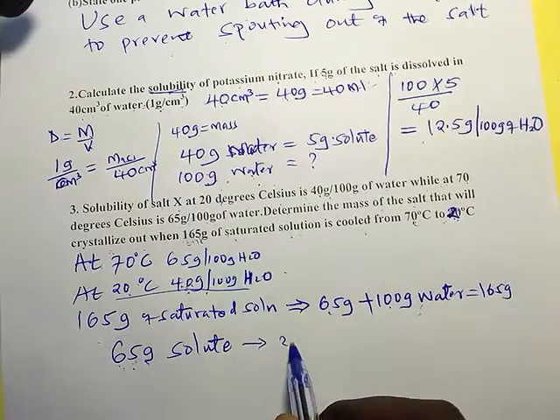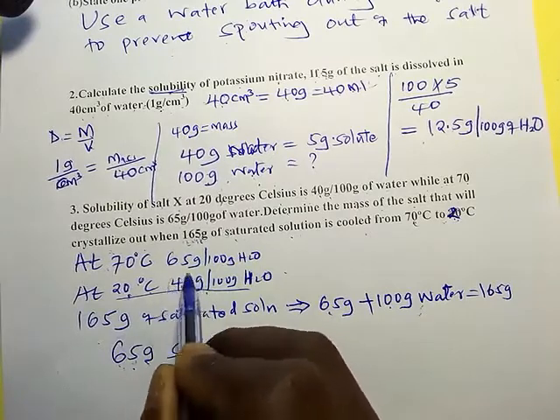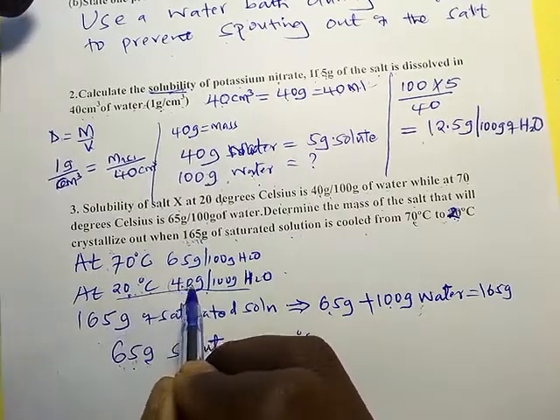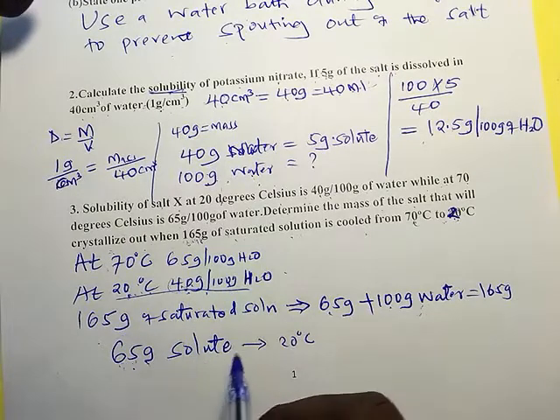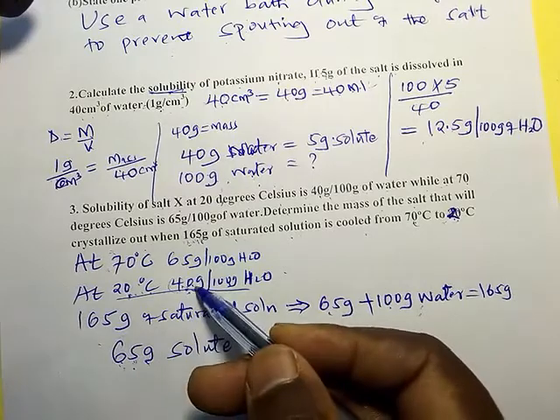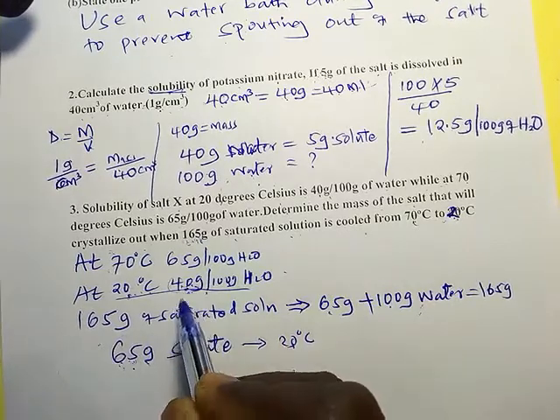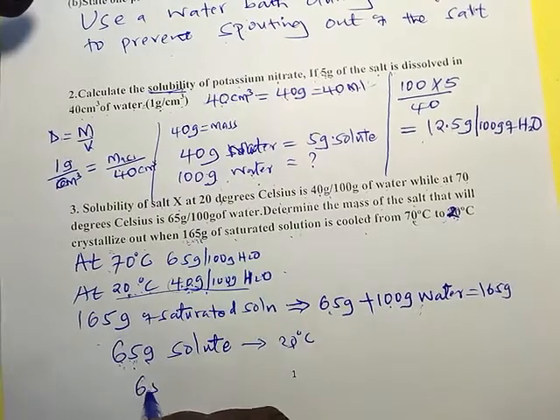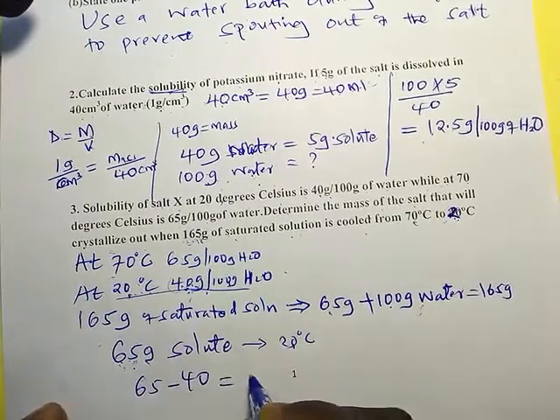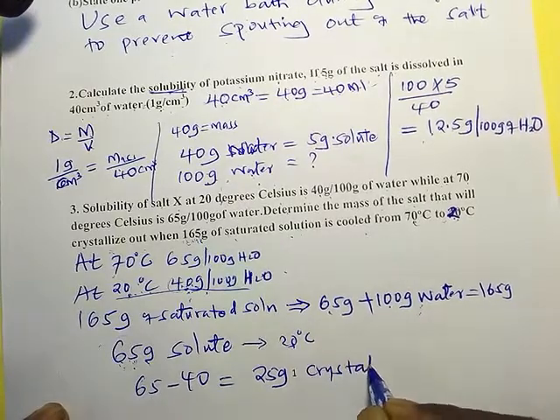Because this one is going to 20 degrees Celsius, and the solubility at 20 degrees Celsius is 40 grams in 100 grams of water. Now we have 65, which is more than what is allowed. Therefore, the excess, the mass that is above 40, will form crystals. Right? Now the crystals will be 65 minus 40. We will have 25 grams of crystals formed.